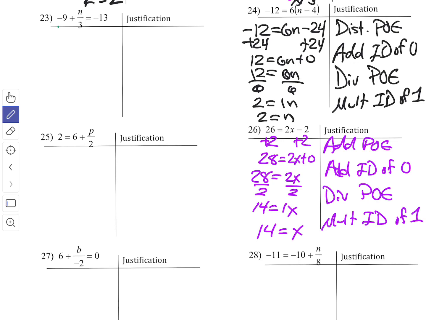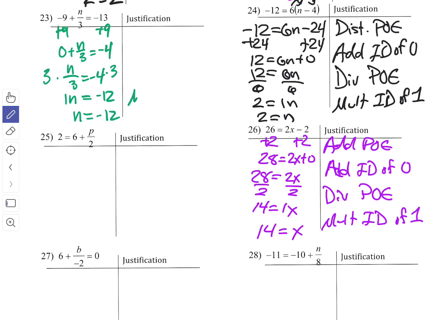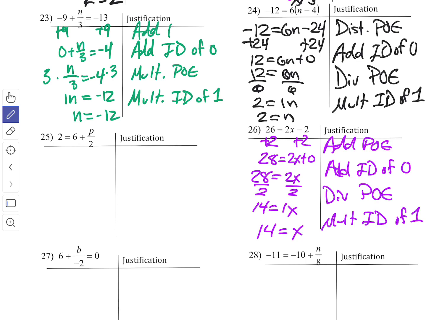All right, add 9 to both sides. Negative 13 plus 9 would be negative 4. Drop the 0. Times by 3. 1n equals negative 12. n equals negative 12. We ended up using that multiplicative identity of 1 last because we had multiplied both sides using the property of equality. Then we were able to do that because we had the additive identity of 0, remove the 0 that we got when we used the addition property of equality.